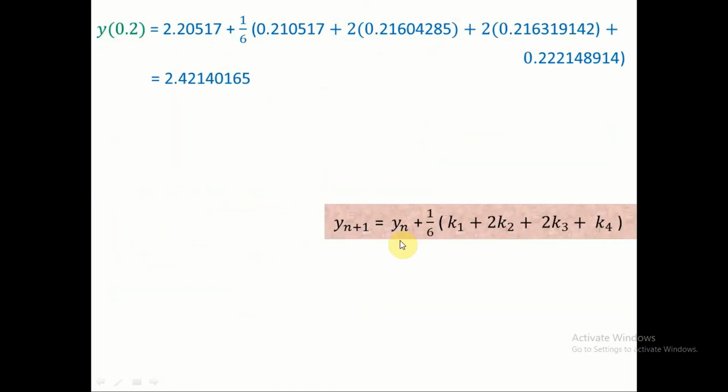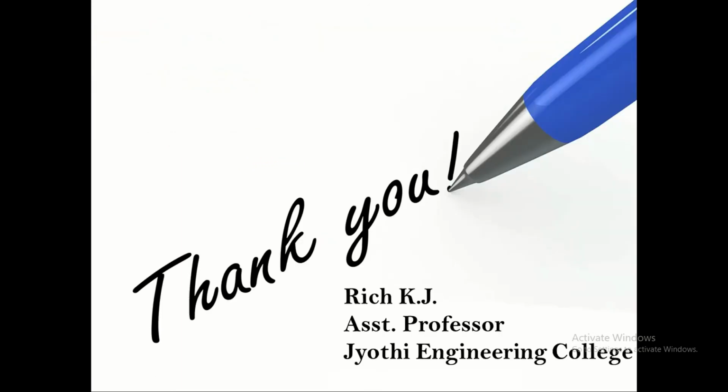That is equal to 0.222148914. Now putting the values of y n, k1, k2, k3 and k4 in this equation, we get the value of y of 0.2. Our question was to find y of 0.2. So we got our answer. Our answer is y of 0.2 equal to 2.42140165. This brings to the end of this video lecture. I appreciate your attention. Thank you.